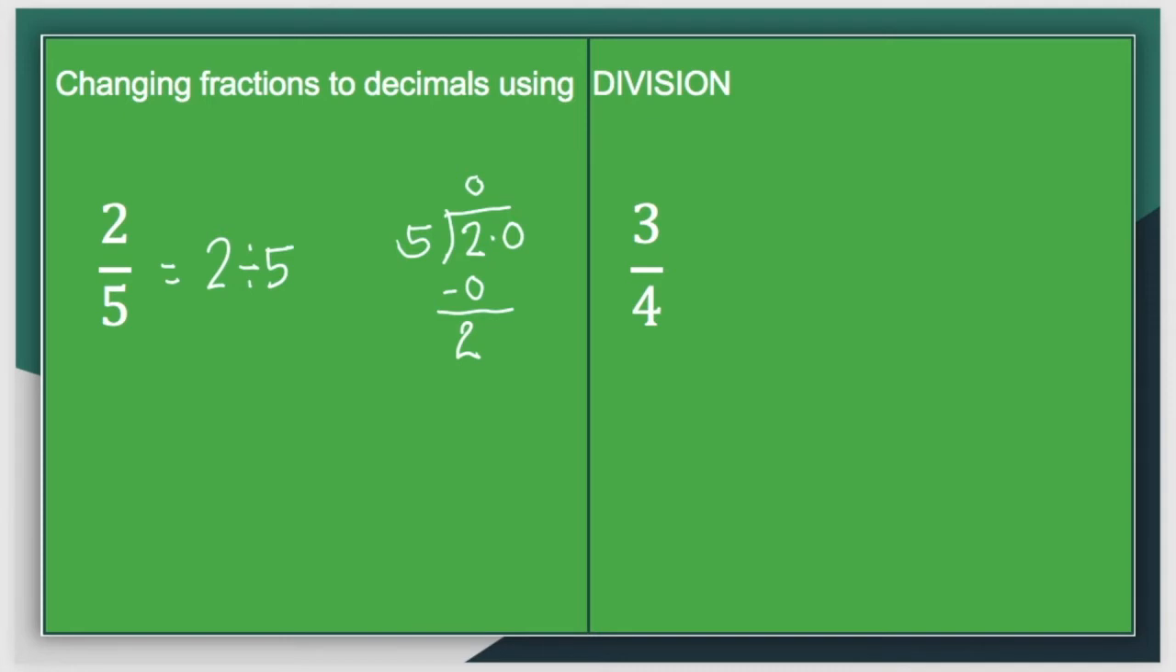Now let's rename our remainder. By adding 0, it will become 2 tenths, or 20. So 20 divided by 5 is 4. 4 times 5 is 20. Now we don't have a remainder anymore. So 2/5 is the same as 4 tenths.